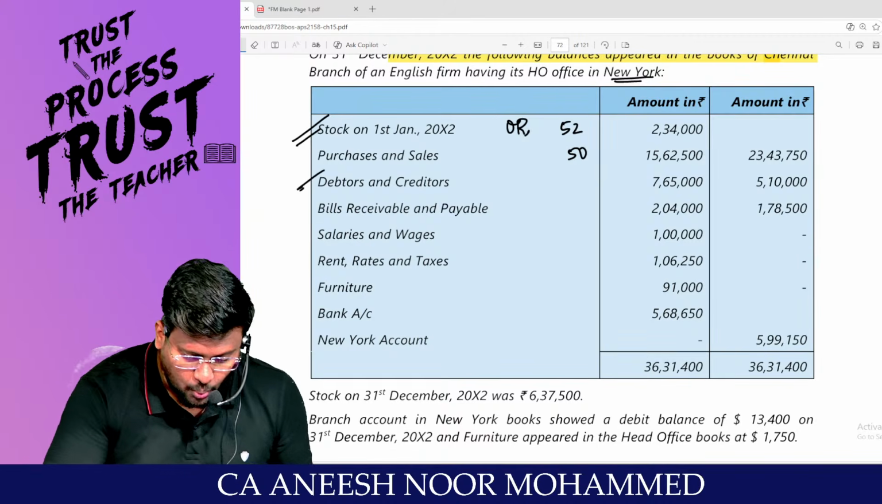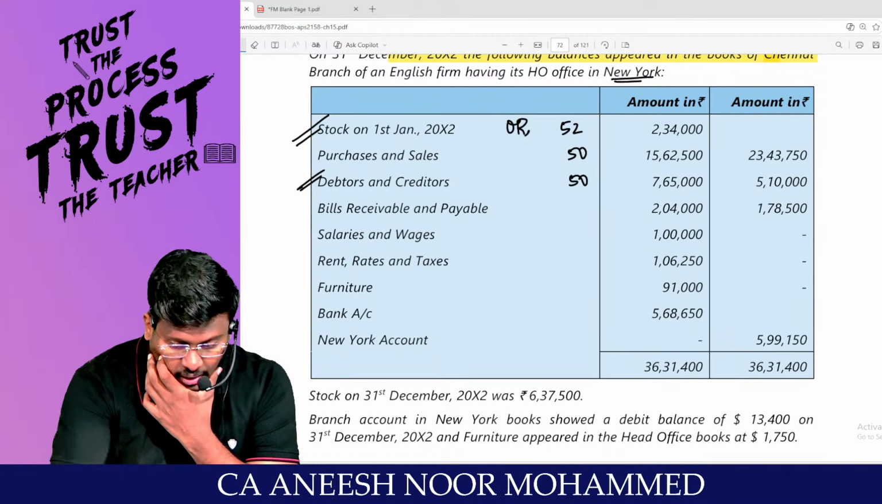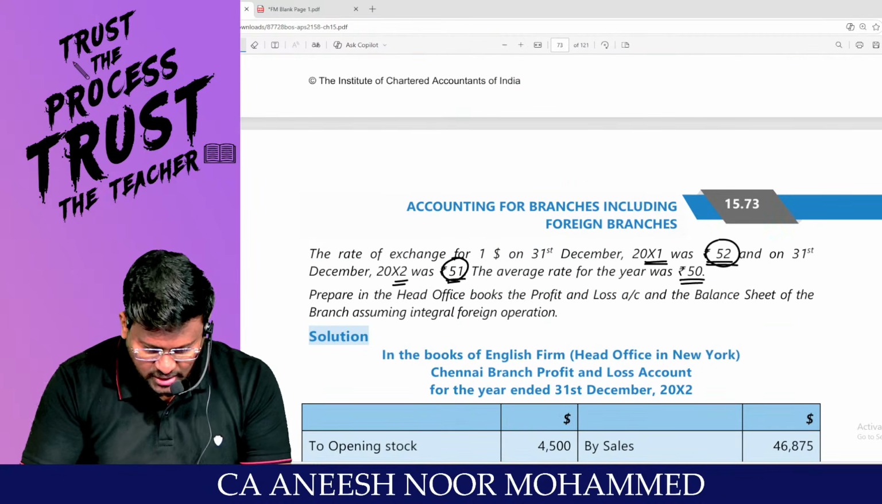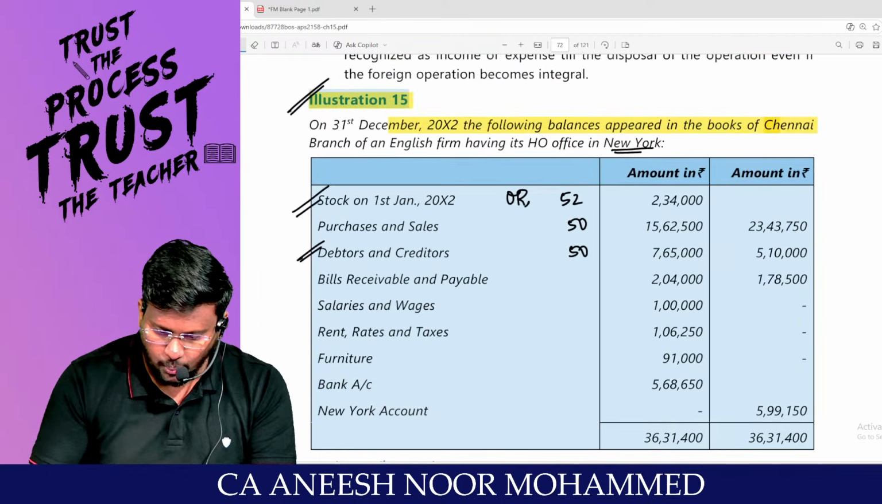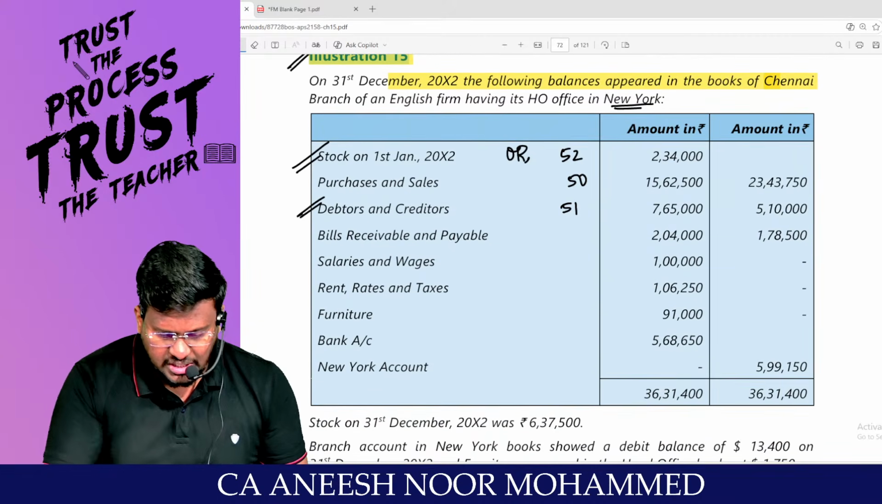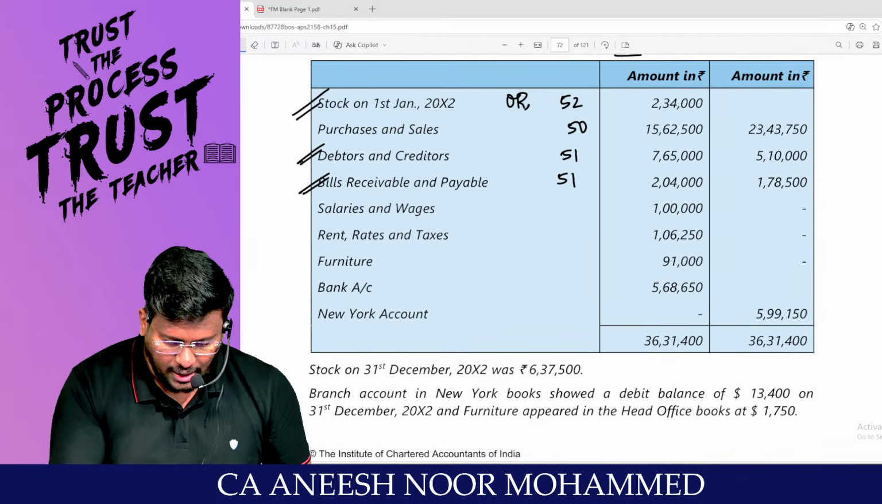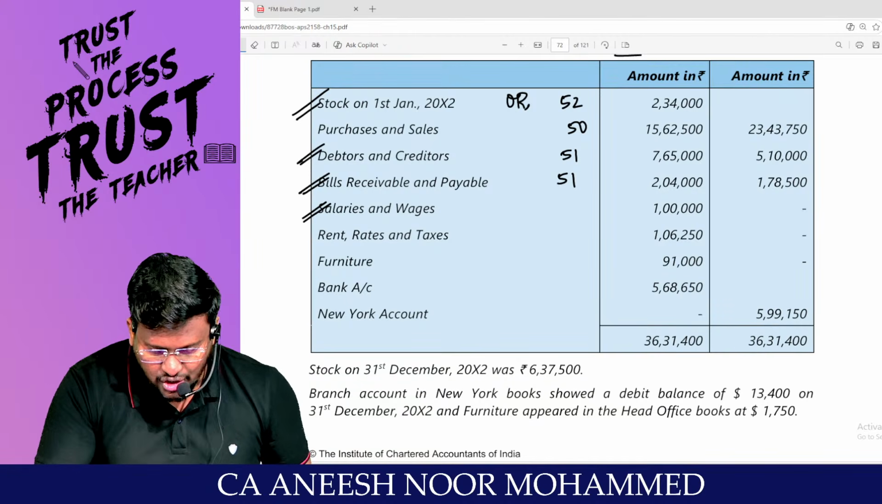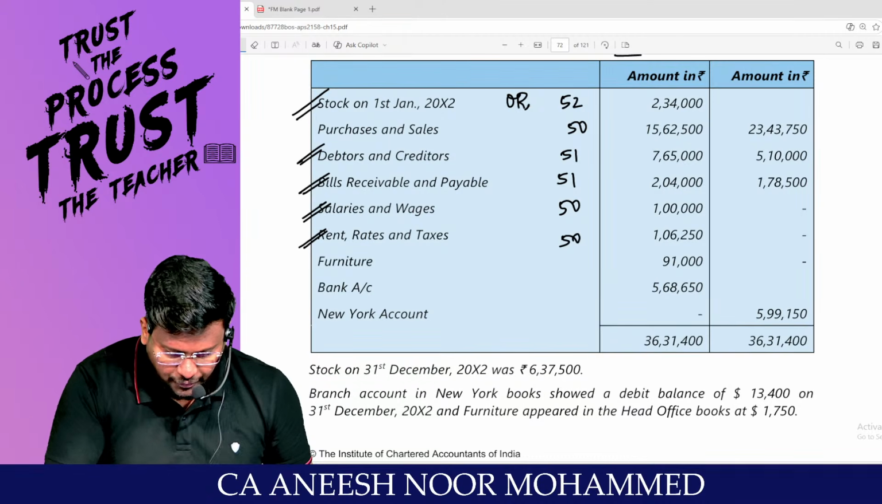Debtors and creditors, it's a monetary item. Monetary item AS11, always closing rate. What is the closing rate? Opening rate was 52 and closing rate was 51. So we have to take 51. That is the closing rate. Bills receivable and bills payable, again monetary items, closing rate 51. Salaries and wages, average rate. What is average rate? 50. Rent, rates, taxes, average rate 50.